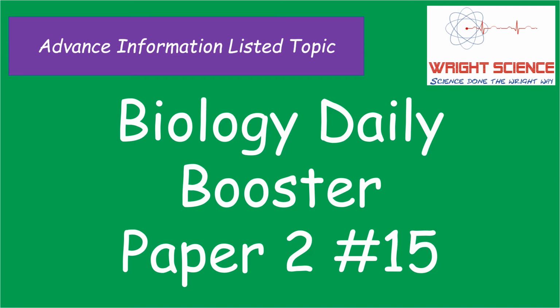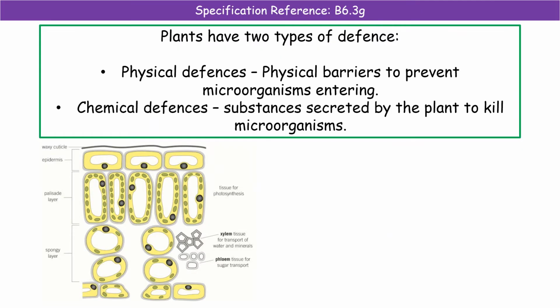This is number 15 in our Paper 2 series and it is on that advanced information list for both foundation biology and higher tier biology. What we're going to do then is have a look at plant defences. In terms of our plants, they've got two types of defences then, physical ones and chemical ones. Your physical defences in a plant are going to be these physical barriers to stop the microorganisms getting into the plant in the first place.